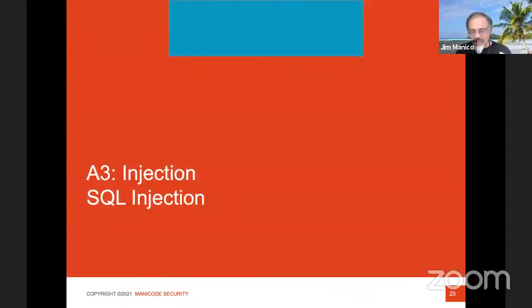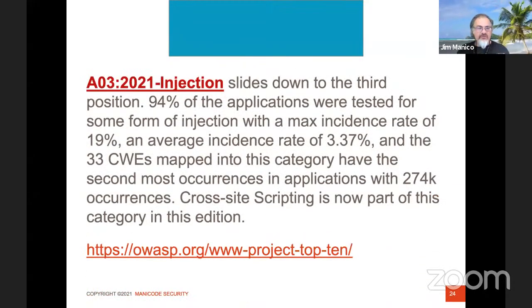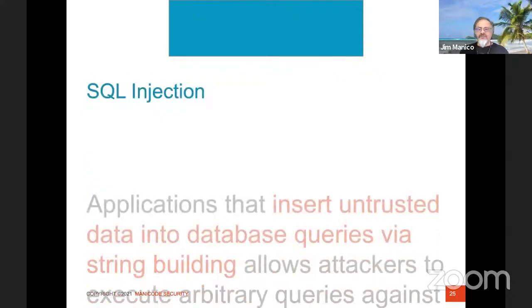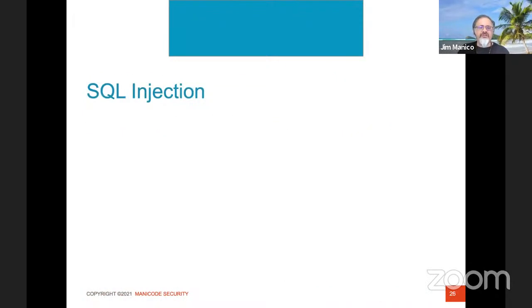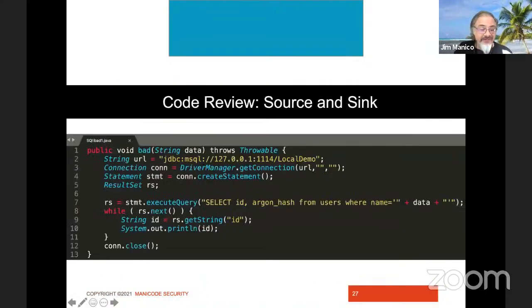A3 is the injection category, which for the first time since 2003 has been moved down to level 3 because we have so much knowledge on stopping and finding injection. There are other issues that are more important. We also took cross-site scripting, now that we know how to solve it, and merged it into injection, which I'm okay with, right? SQL injection is about inserting untrusted data into a query. It lets me run queries as if I was a developer. It's easy to find these problems in code. Don't build SQL with string building. That should never happen in a secure app.